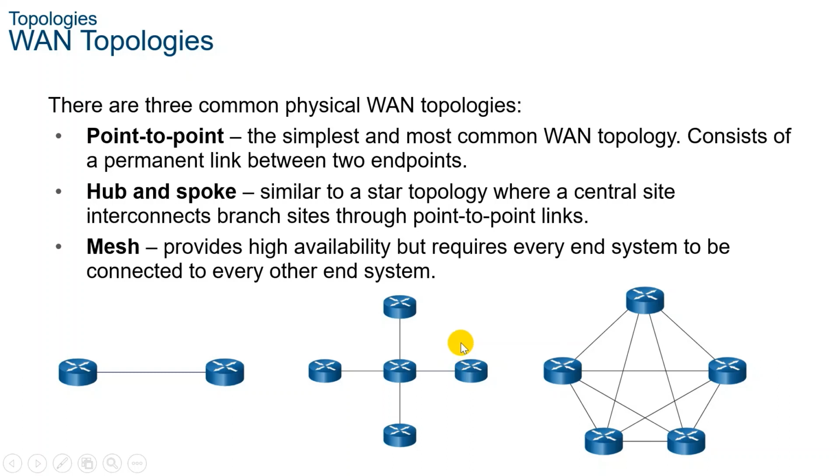Okay, so a hybrid is a variation or combination of any of these topologies. Now you can combine any of these three common physical topologies to come up with what you call a hybrid version. For example, a partial mesh is a hybrid topology in which some, but not all, end devices are directly connected to each other.